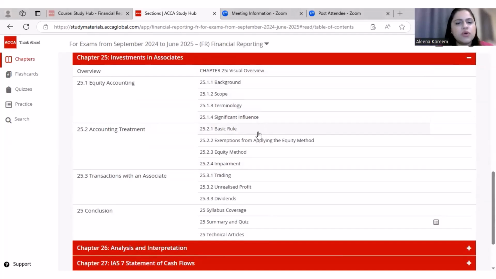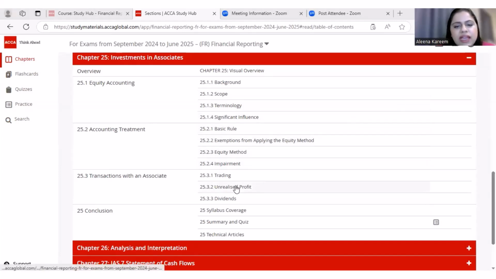All parts: background, scope, terminology, workings, equity method, impairment, trading, unrealized profit, and dividends. All three things we have covered. And then you can see there is a summary and quiz also. There are technical articles for your reference. On the left-hand side, you can see the chapters, flashcards, quizzes, practice, any such thing. So once you go through my video, I would request you to go through the study hub, also solve the questions so that you are able to practically apply everything. So as of now, I will show you a couple of questions that are already there in this study hub.